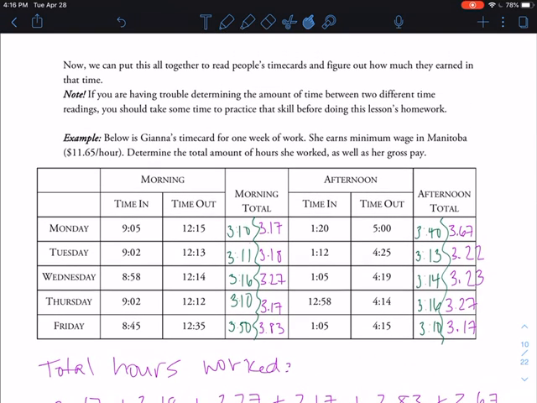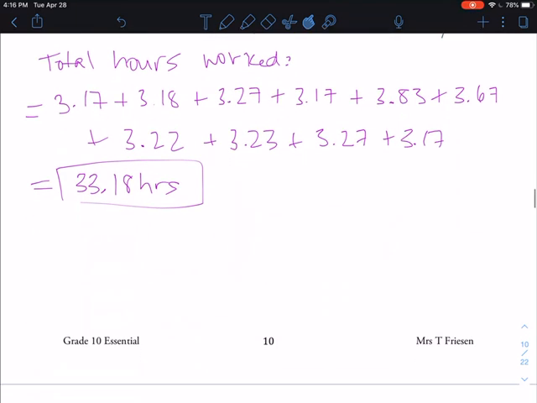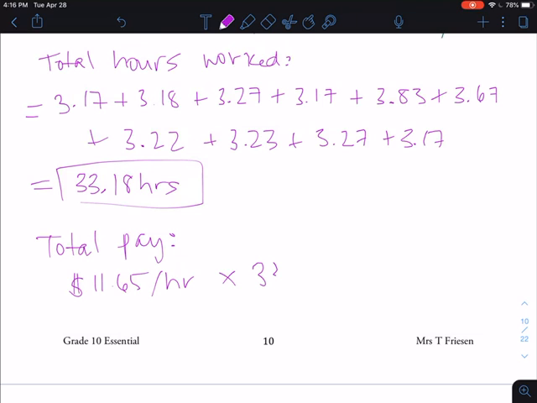The last part of the question asks how much is her gross pay? What does she get paid for that? So remember that she gets paid $11.65 an hour. That's a really important piece of information. And we know that she worked 33.18 hours, right? So we have $11.65 per hour times 33.18 hours is her total pay.